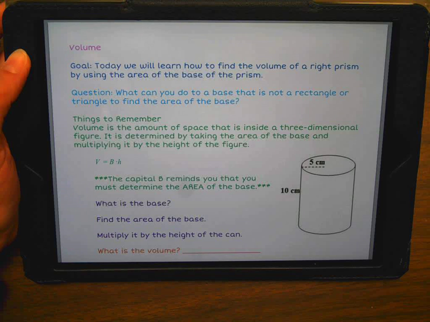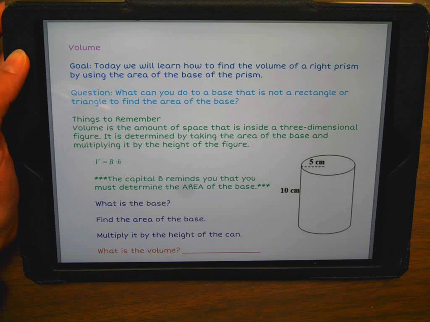Things to remember. Volume is the amount of space that is inside a three-dimensional figure. It is determined by taking the area of the base and multiplying it by the height of the figure. So basically, finding the volume of any three-dimensional figure means that you've got to figure out, okay, what is the base of the figure? Take that area. Once you find that area, then you multiply it by the height.